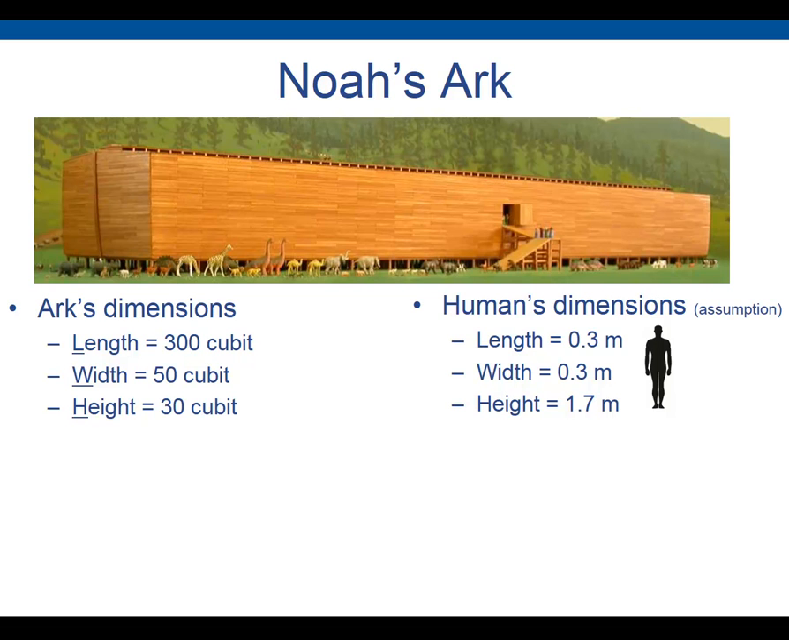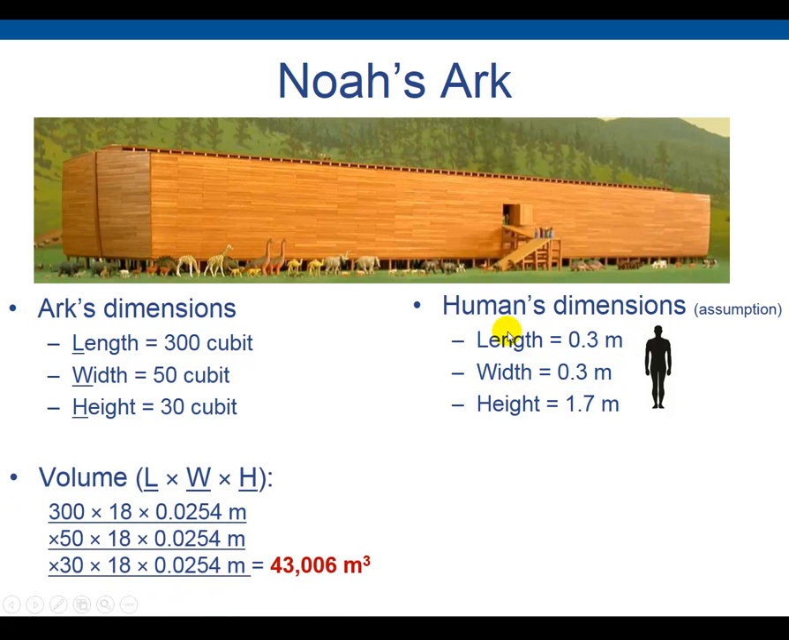So let's calculate the Noah's Ark volume and the human's volume. Here you can see the ark has length, width, height dimensions, and this is the unit. This is the human's dimension, length, width, height, and this is the unit, meter. So how can you calculate the volume? We can just simply multiply length times width times height, right? So here you can see 300 times 18, which is in inches, and we also multiply again by 0.0254, which converts to meters ultimately. So these are lengths, these are widths, these are heights. So we have 43,000 cubic meters. This is the volume of Noah's Ark.